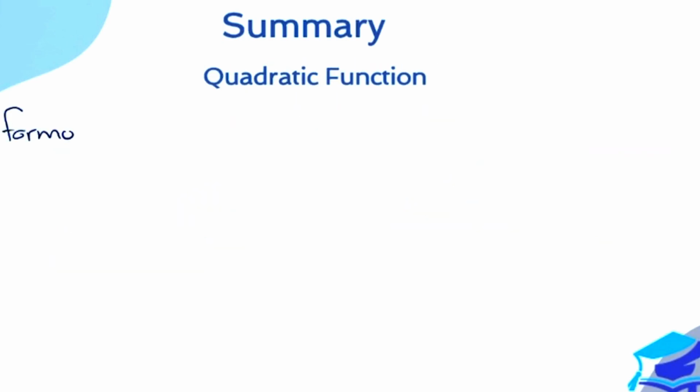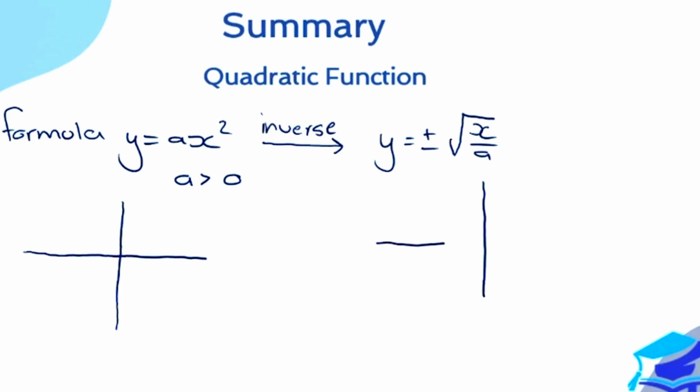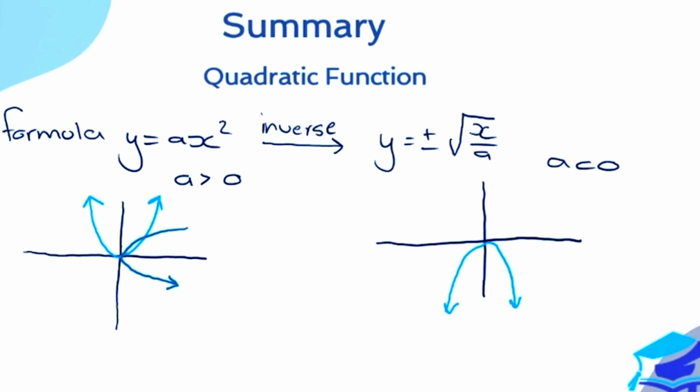The quadratic function is y equals ax squared, and the inverse is y equals plus or minus the square root of x over a. If a is greater than 0, it curves upwards with a smiley face type of shape. If a is less than 0, it curves downwards. Now to draw the inverse, remember the inverse is not a function and we'll have to restrict the domain.